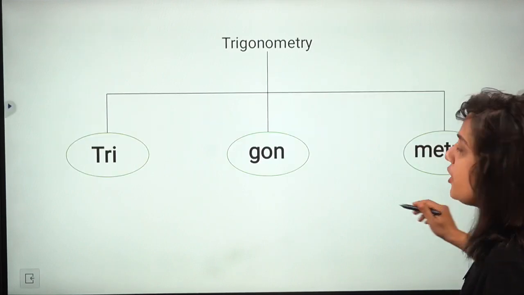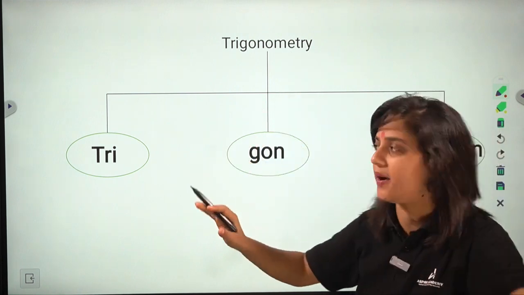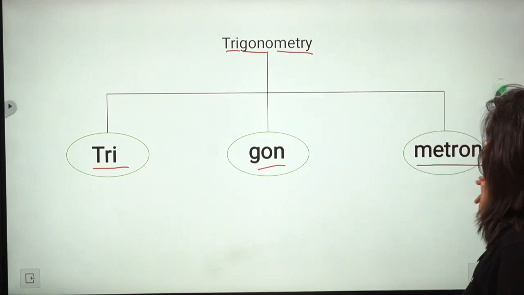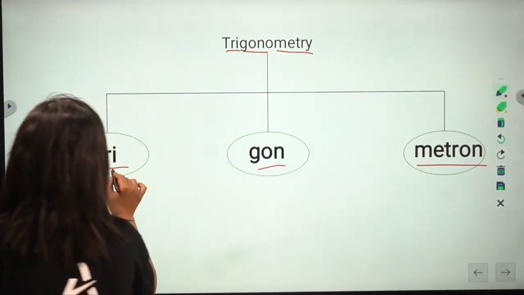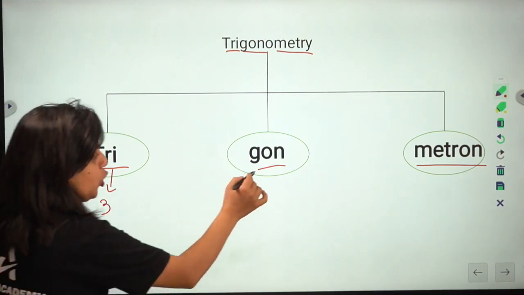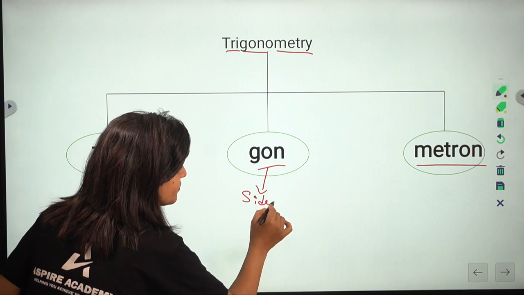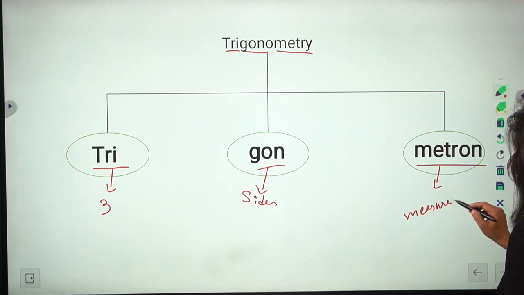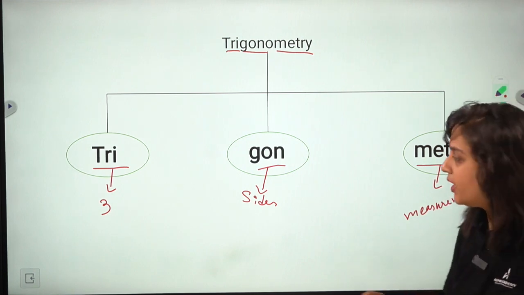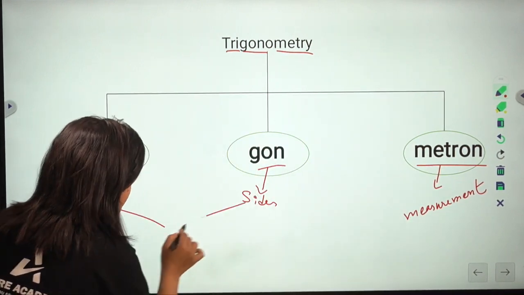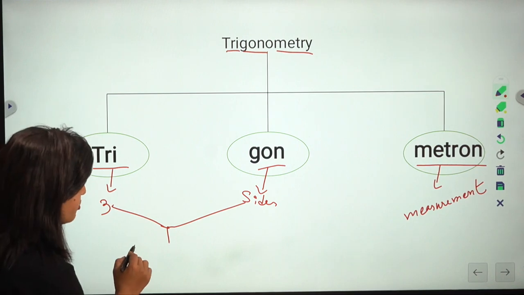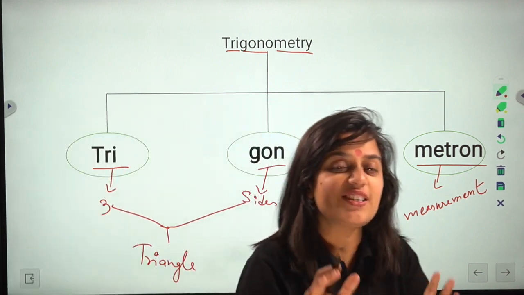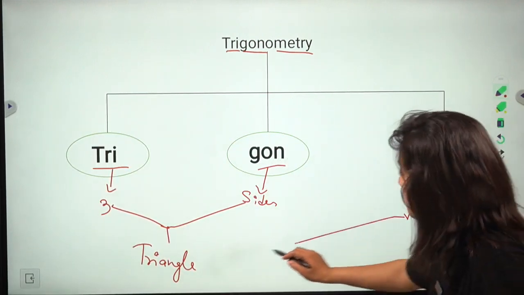First, we should know what is trigonometry. The word is divided into three parts: trigon and metro. Metro means metron. Tri means three. Gon means sides and metro means measurement. Now see, 3 sides. What do you understand by 3 sides? A figure with 3 sides, that is a triangle, isn't it? That means 3 sides of a triangle and its measurement.